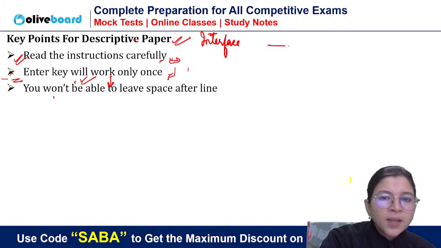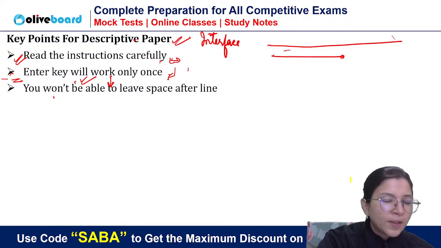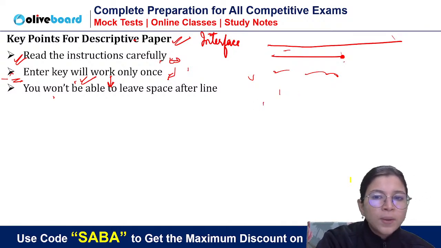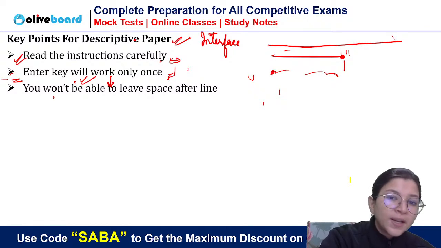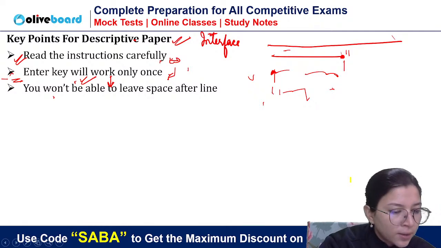Just generally what happens now, if we are writing, and here our point ends, our passage ends. Now we want to leave this entire gap, this entire space, and then we want to start writing from here. This won't be possible because enter key will work only once. If your cursor is here, if you press enter, you will automatically come to the next line, but again you won't be able to press enter and come to the next line.